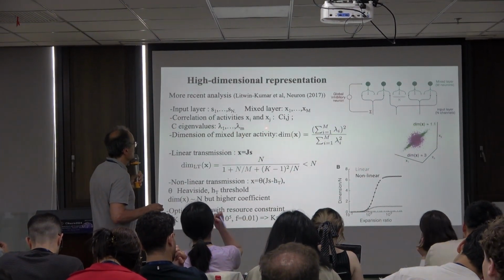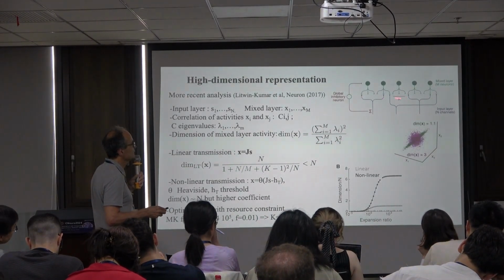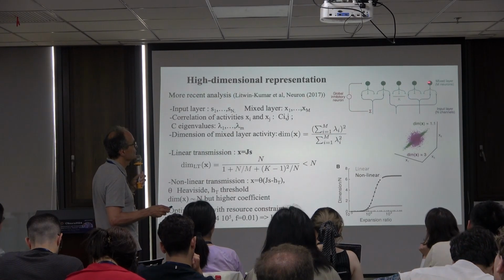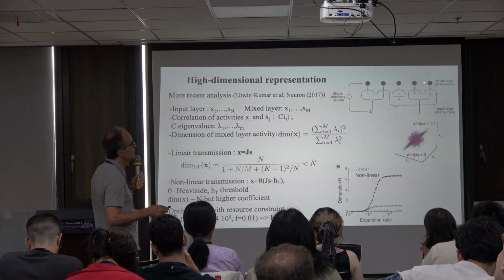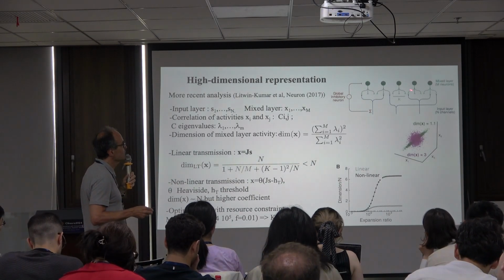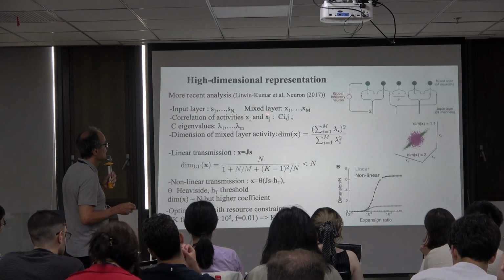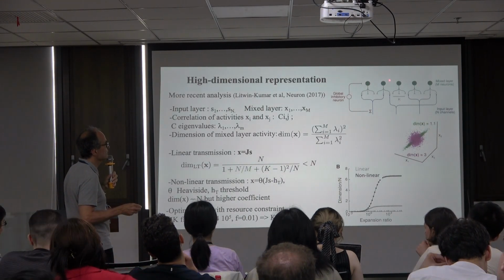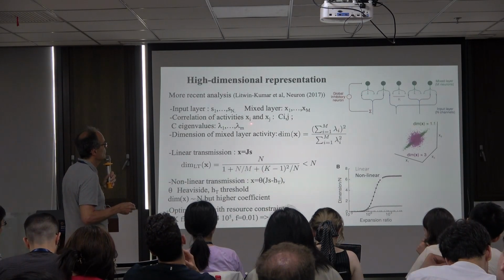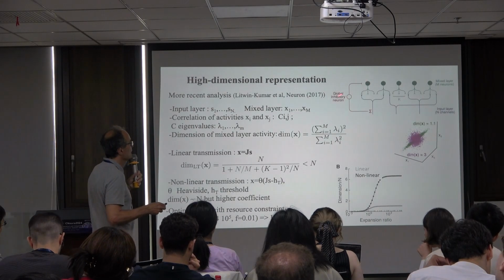Now you can try to compute, supposing this is completely linear. First of all, if you want to compute the dimension of this activity, one way to quantify this is to measure, as Nitya was saying, the correlation of activity in this layer. You just take, for example, the firing rates of two neurons and compute the correlation between them.